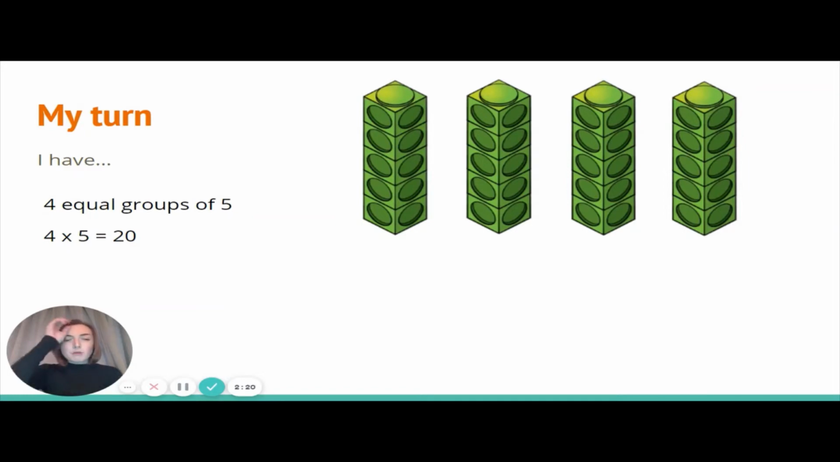I also know that multiplication is commutative. That means that if I swap these two numbers round, I still have 20. 5 times 4 is 20.